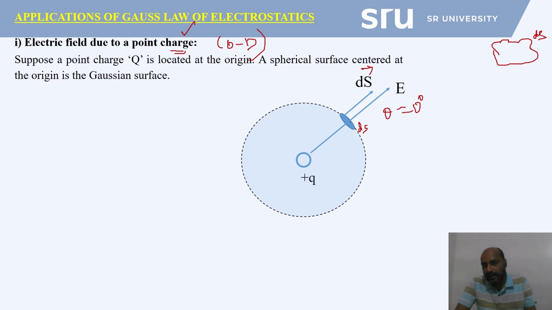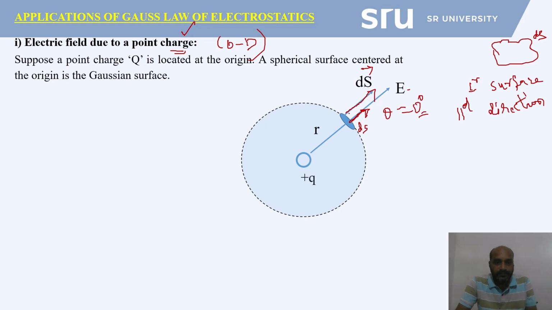Both E and the direction of the surface are parallel. Or you can say this electric field is perpendicular to the surface. I'll repeat that. This electric field line E is perpendicular to the surface, exactly perpendicular to the surface. Or you can say this is parallel to the direction of the surface. See, this is the direction of the surface, right?